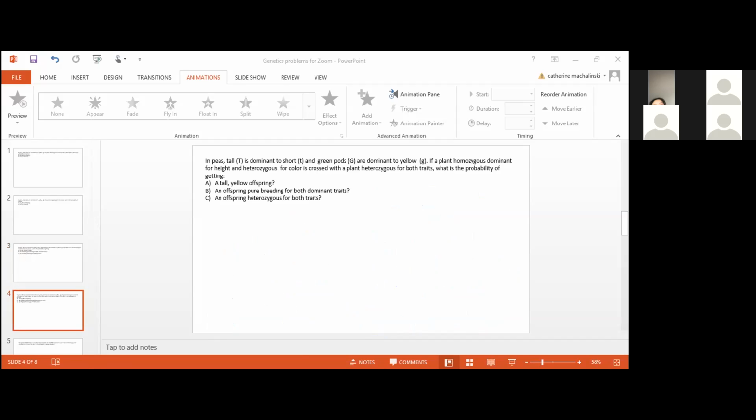So first of all, I want you to write out the genotypes of the two plants and put them in the order listed in the question. So what is the genotype of the plant that is homozygous dominant for height and heterozygous for color? And then write down the genotype of the plant that is heterozygous for both traits.